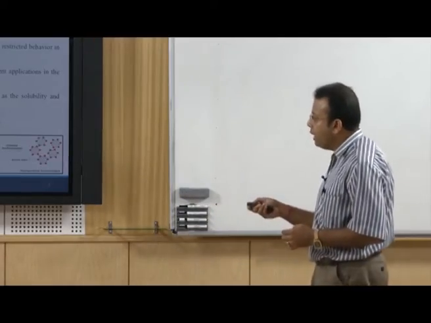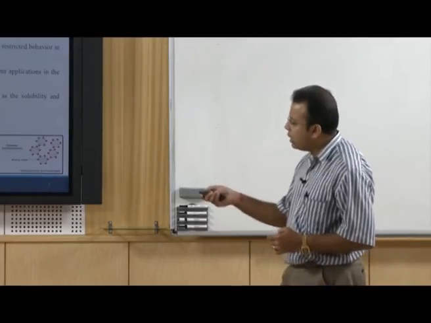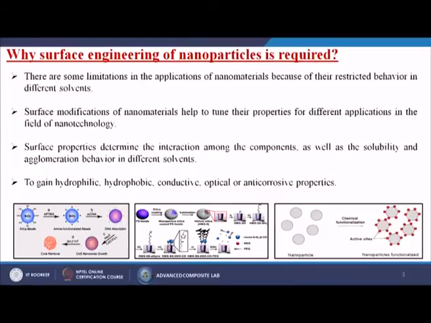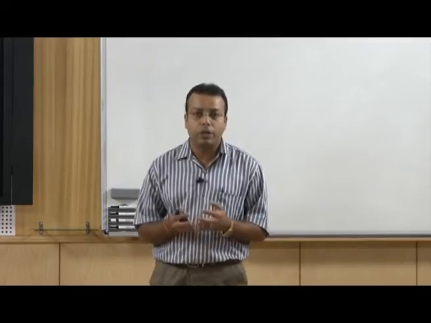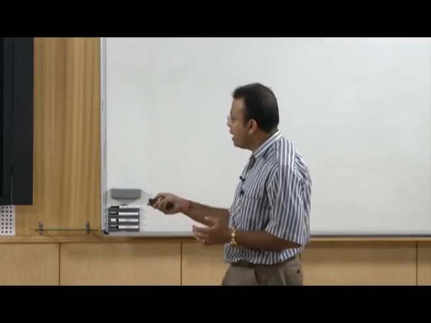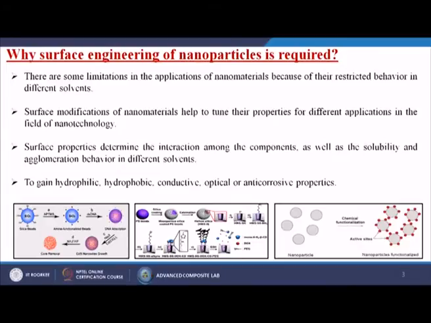To gain hydrophilic, hydrophobic, conductive, optical or anti-corrosive properties, these are just a few of the properties listed here. There are n number of properties that we can improve by incorporating the nanoparticles. Here there are certain examples, where we are going to make a core shell structure of silicon dioxide. First we initially use the silicon dioxide material, then we use APTMS. What is APTMS? The full form I will come to in a subsequent slide or later.